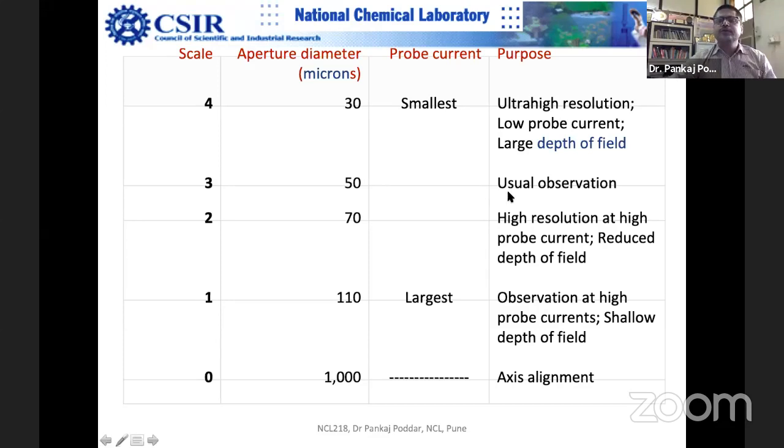So then further you can go to 30. This is for ultra high resolution. The probe current goes low, obviously, because if you take this smaller aperture, you're cutting down almost all the beam. You have a very thin beam, but then you have a very large depth of field. So that gives you clarity. Suppose your sample is not uniform, there are ups and downs, so you get better quality of images.